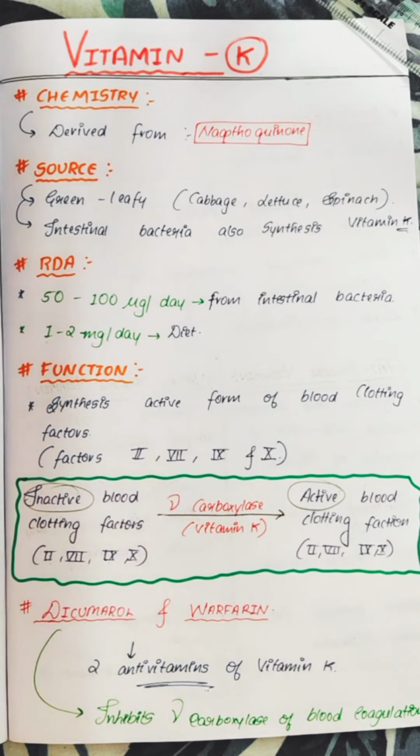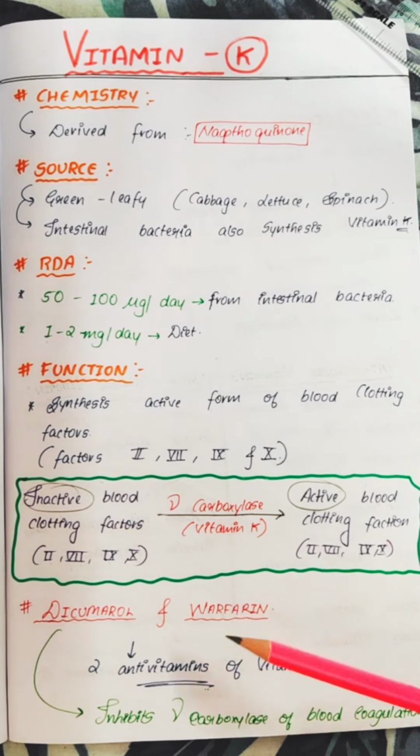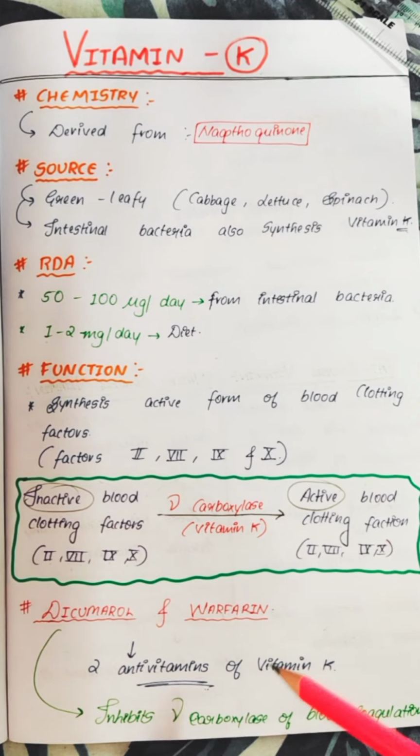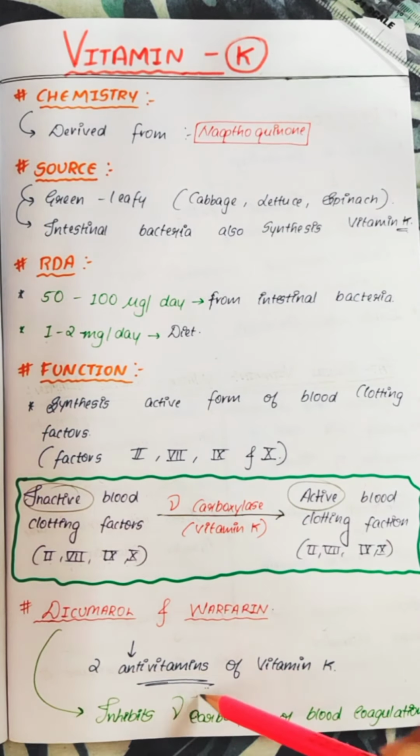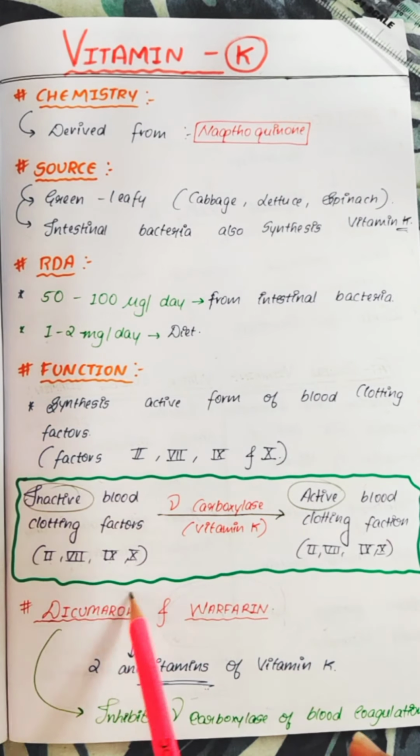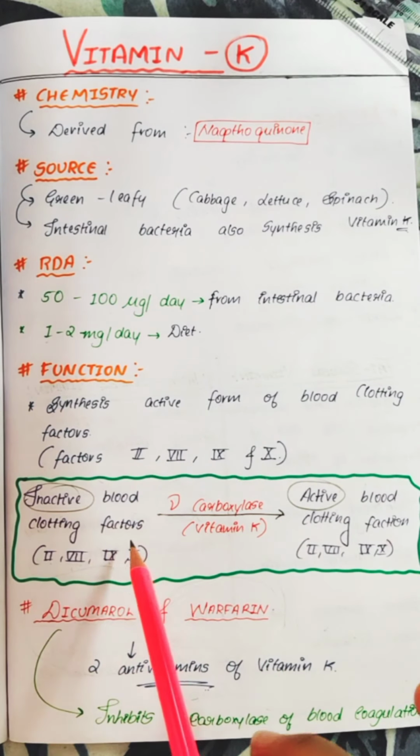Now we look at some blood coagulating agents, which are also called anticoagulants. What are those? Dicoumarol derivatives and warfarin. These are two antivitamins of vitamin K. Why? Because they inhibit the gamma carboxylase of blood coagulation. So dicoumarol as well as warfarin are the two antivitamins which will inhibit gamma carboxylase.